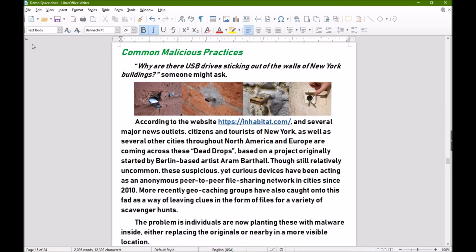Though still relatively uncommon, these suspicious, yet curious devices have been acting as an anonymous peer-to-peer file-sharing network in cities since 2010. More recently, geocaching groups have also caught on to this fad as a way of leaving clues in the form of files for a variety of scavenger hunts. The problem is individuals are now planting these with malware inside, either replacing originals or using duplicates nearby in a more visible location.